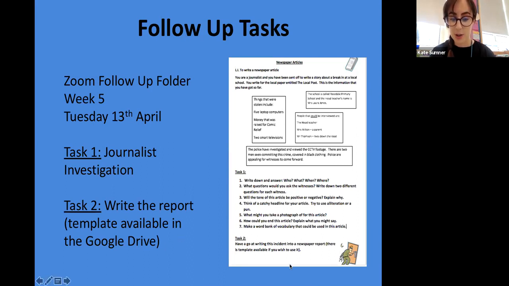If you want to have a go at stretching yourself, you can then turn this into a newspaper article, and you will use the answers that you've written for these questions to help you. There is a template of a newspaper article on the Google Drive. There's also a word bank to help you, and I've put up this PowerPoint so you can go through and look if you're a little bit stuck. Because I know this is the first time we've actually tried to write a full article. It doesn't need to be pages and pages long. Just one page is fine, as long as you've included all those things that a newspaper article needs.